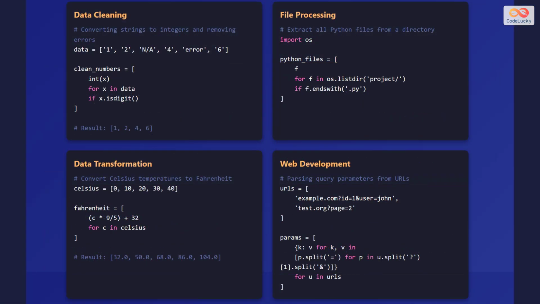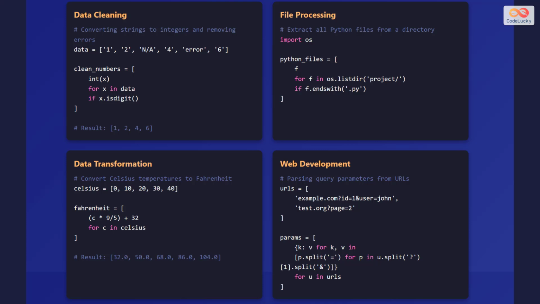List comprehensions are incredibly versatile and can be applied to a variety of real-world tasks. Let's consider some examples. They can be used for data cleaning. To convert strings to integers and remove errors, you can write a list comprehension that parses data while ignoring non-numeric values. In file processing, you can extract all Python files from a directory using a list comprehension with a conditional that checks for the .py extension.